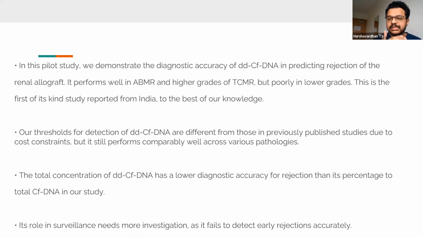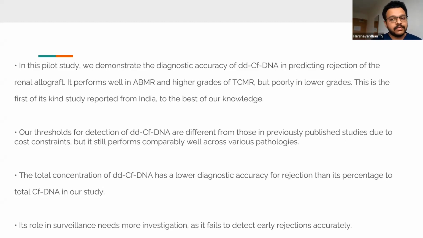The other point about surveillance, that's what we also want to look at. Can it be used for post-transplant surveillance? But if it's not going to detect lower grades of TCMR, if it's not going to detect early rejection, then using it as a tool of surveillance is not going to be possible, because you're only going to detect it when the injury is quite severe.